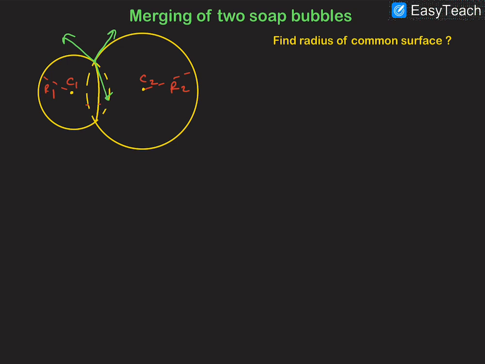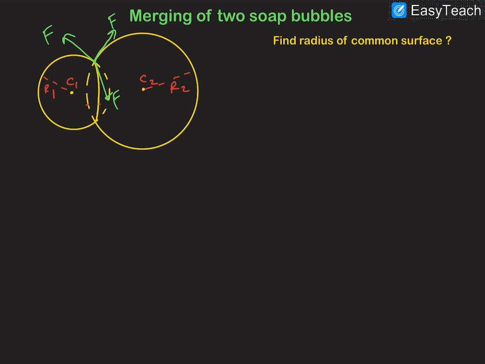Now obviously if we consider a small element dl at this point, then we can say that the material of these two bubbles is the same, and therefore the surface tension acting on this point will be equal in all three directions. This is the surface tension force, which will be equal in all three directions, and it would be 2T into dl, where dl is some element at this place.